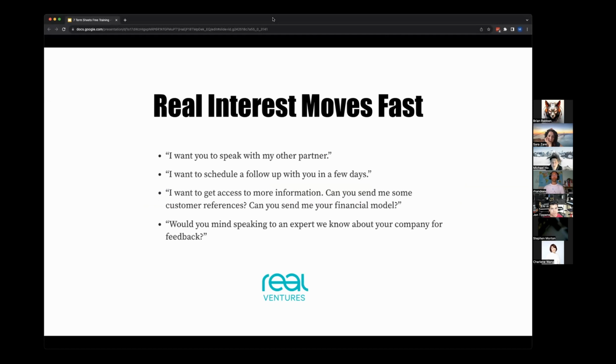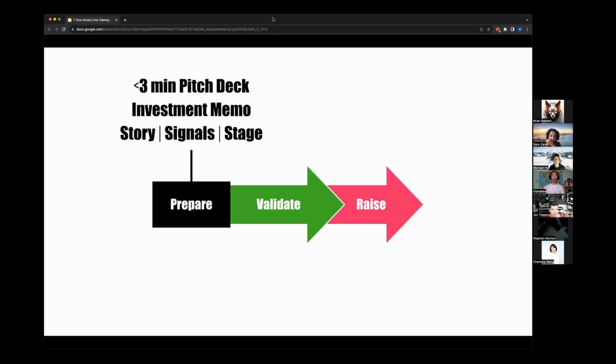First, real interest moves fast. They'll start saying things like, I want you to speak with my other partner. I want to schedule a follow-up with you in a few days. I want to get access to more information. Can you send me customer references? Can you send me your financial model? These are things that we would say when we got interested in a deal, right? We would start moving as quickly as we could because we liked what we heard or we had seen enough and we want to move to the next steps.